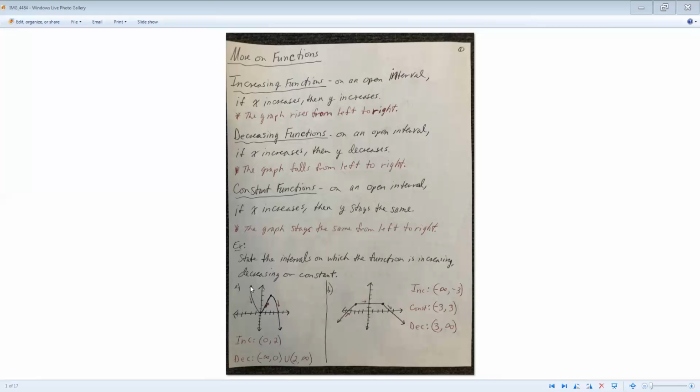All right, so once again, the graph is going down or falling from negative infinity to 0. Then the graph rises from 0 to 2. Then the graph falls again from 2 to infinity. Looking at the next one, the graph is increasing from negative infinity to negative 3. Then from negative 3 to 3, it's constant. Then from positive 3 to infinity, it's decreasing. The graph is falling.